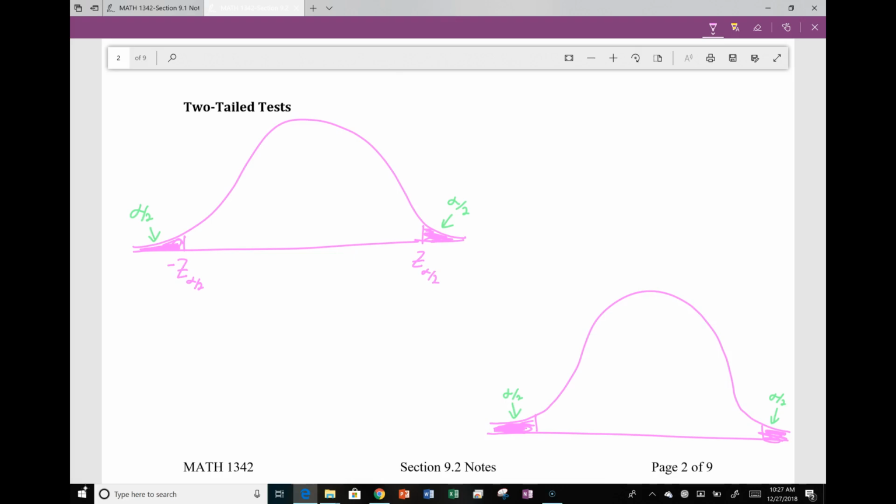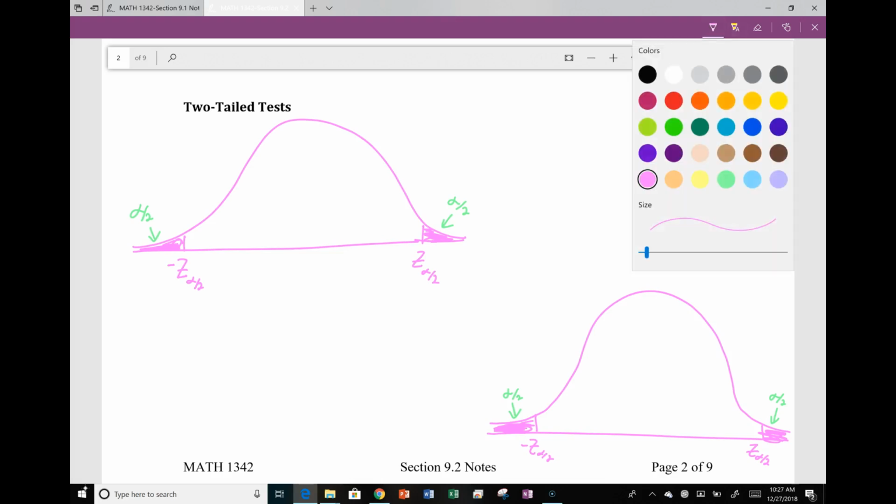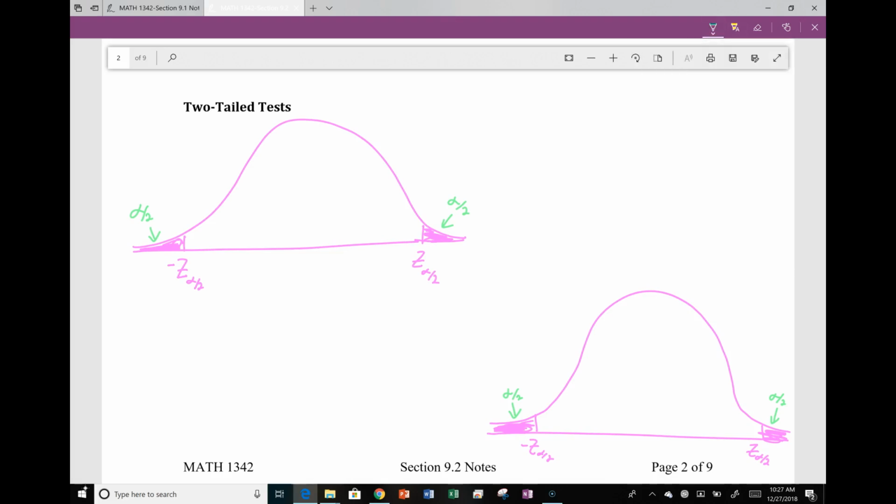Recall back when we were talking about confidence intervals, the same thing happened. We added and we subtracted the same value. We have a negative value and we have a positive value of the same value. But we have to divide that alpha by 2. The same concept happens though.